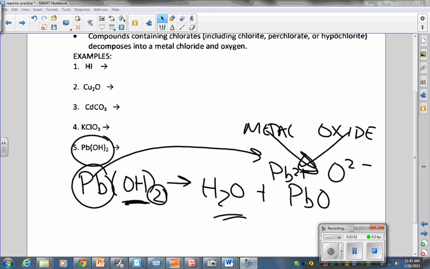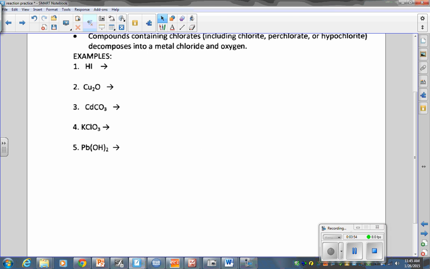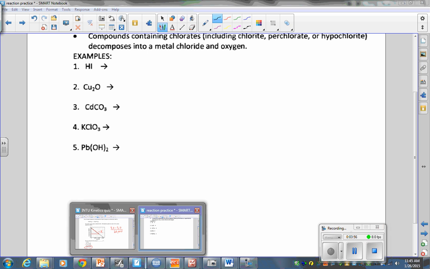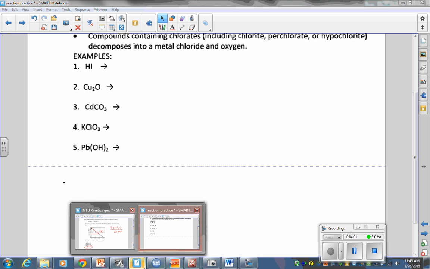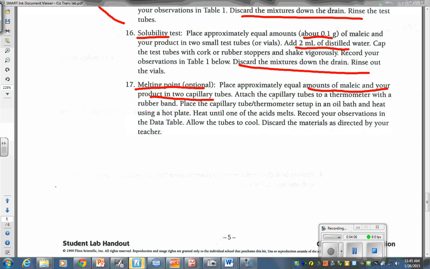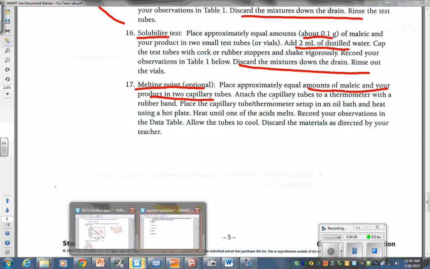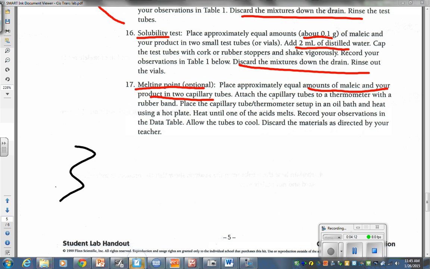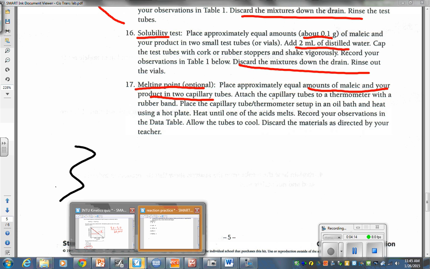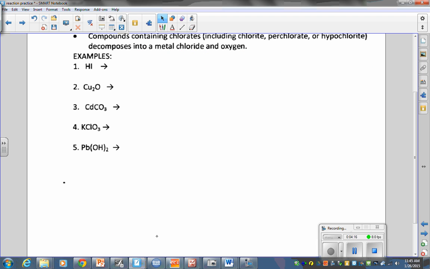Alright, so if you look right here when I go to do the last one, let me see here. Alright, what did I just do? Learning how to work a computer.